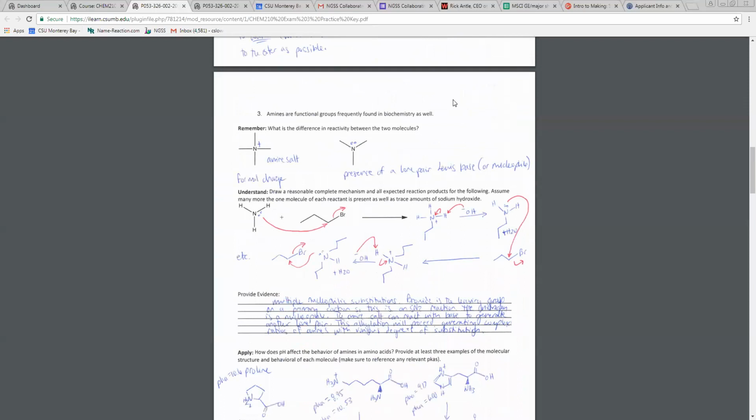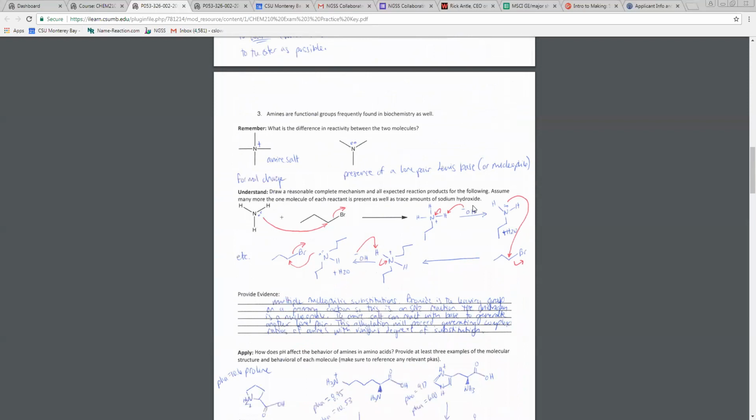Amines are functional groups frequently found in biochemistry as well. The difference in reactivity between these two molecules, one an amine salt, the other with the presence of a lone pair, is the lone pair on the Lewis base or nucleophile. Remember that amines can react and actually generate multiple nucleophilic substitution products. In this case, my nitrogen is the nucleophile, kicks out my bromide.